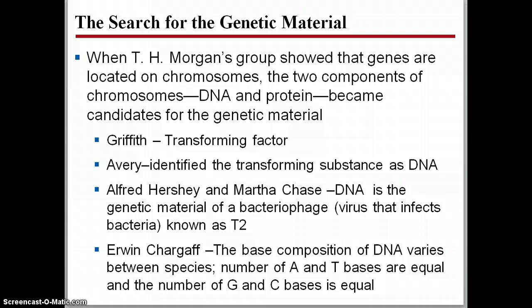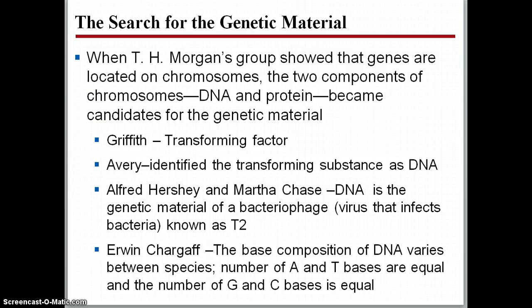So initially, Morgan, who did his research on the fruit flies, was the one who first discovered sex-linked inheritance. He discovered that there are two components of chromosomes, DNA and protein. Initially, back then, nobody really knew exactly what the genetic material was. So it could have been DNA, it could have been protein. So researchers were looking to figure out which one was the correct form of genetic material.